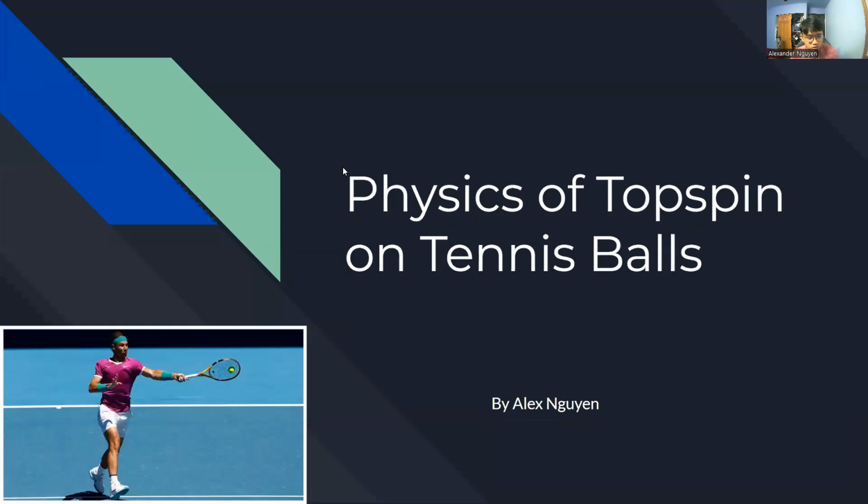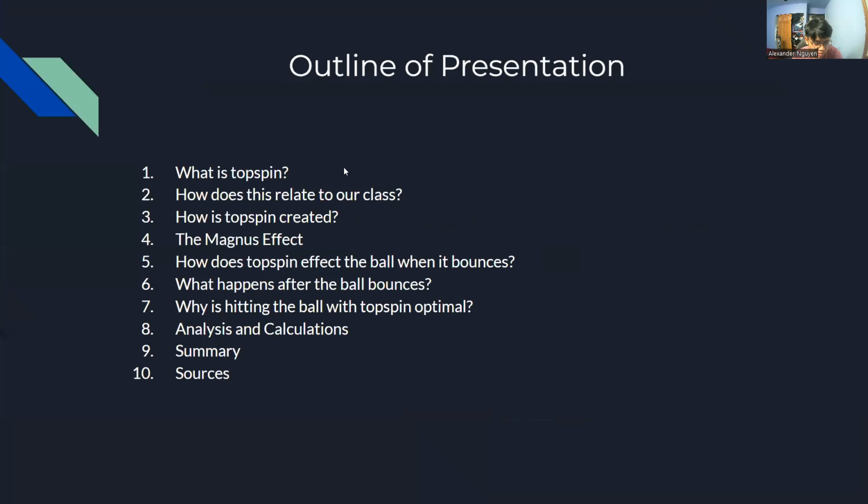All right, so here I'm going to do a presentation on the physics of topspin on tennis balls for physics 139. So I'm going to go over what it is, how it relates to our class, how topspin is created, the Magnus effect, which has to do with the force when it's in the air, basically. How does the topspin affect the ball when it bounces?